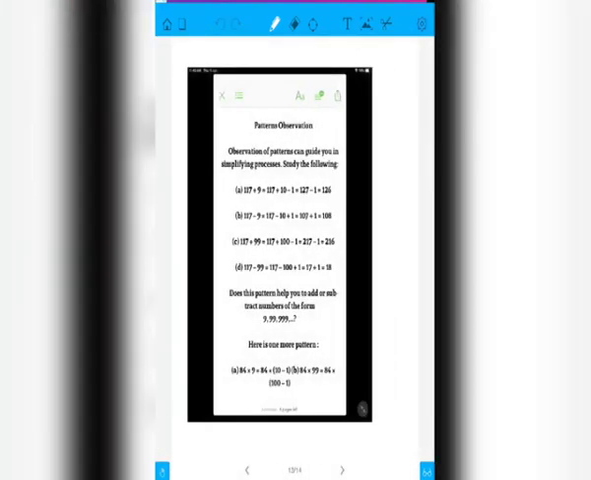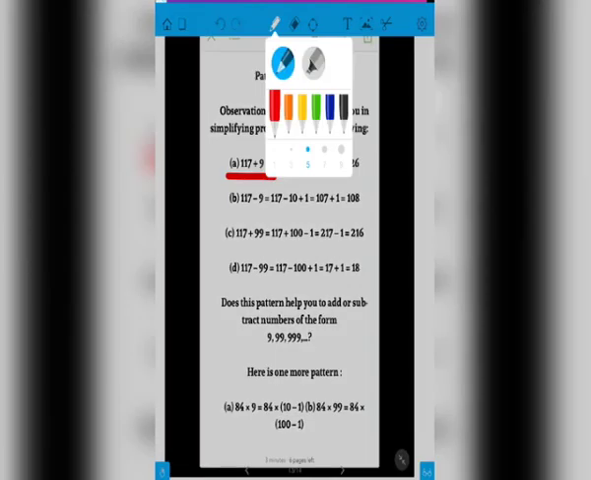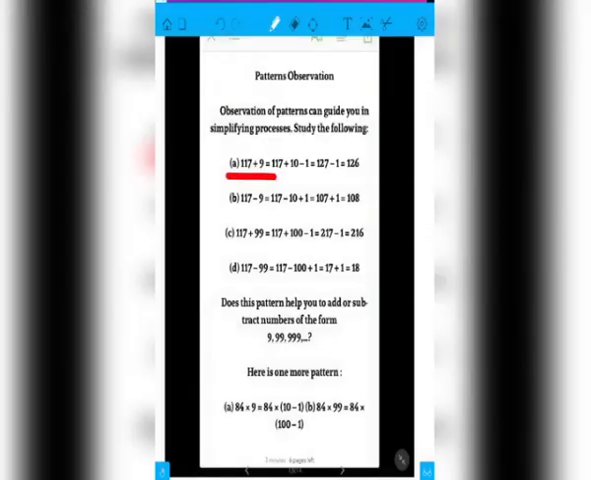Now, pattern observation for addition and subtraction, like 117 plus 9. I can write 9 as 10 minus 1, so adding 10 and then subtracting 1. Now we solve it according to the BODMAS rule, and we get the answer 126.